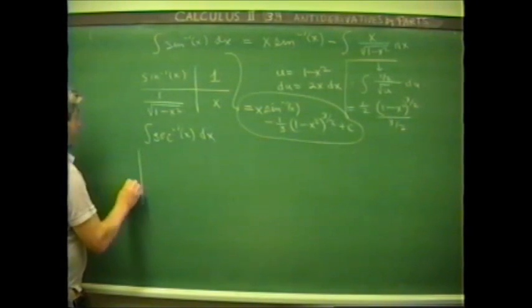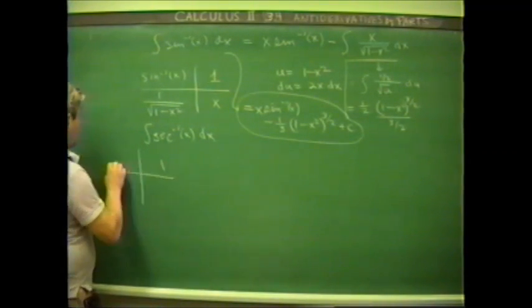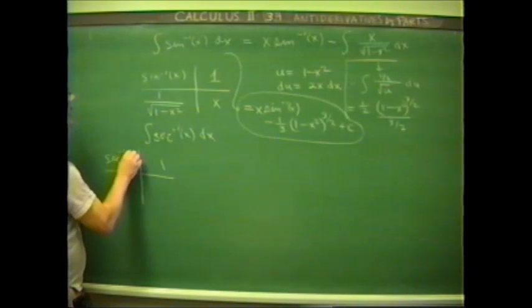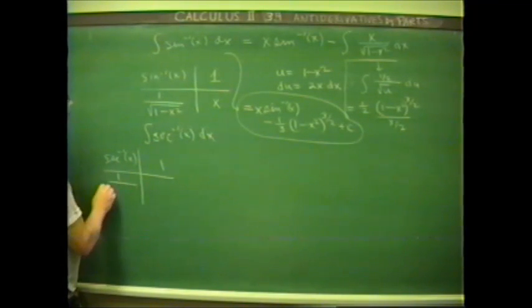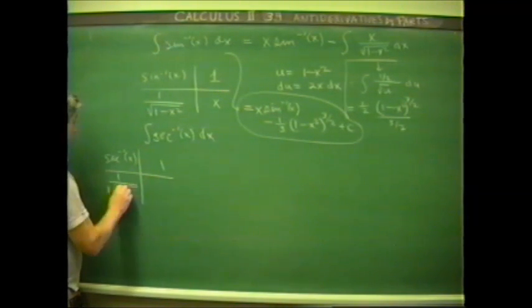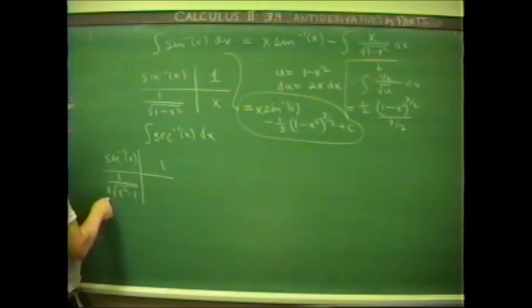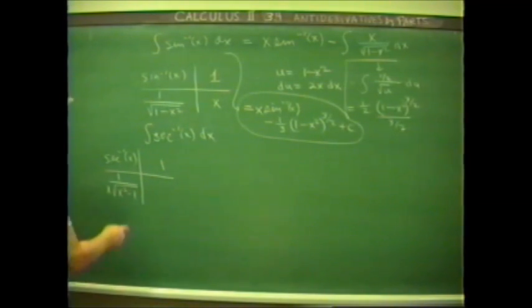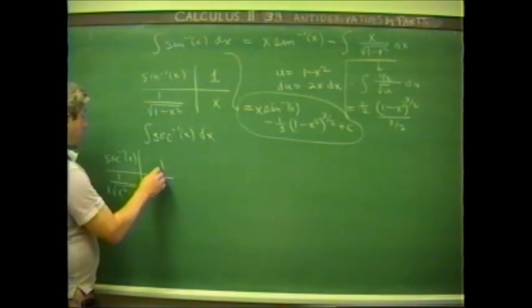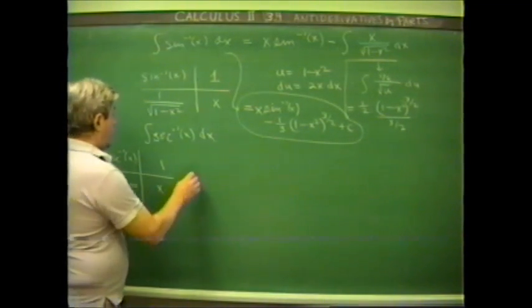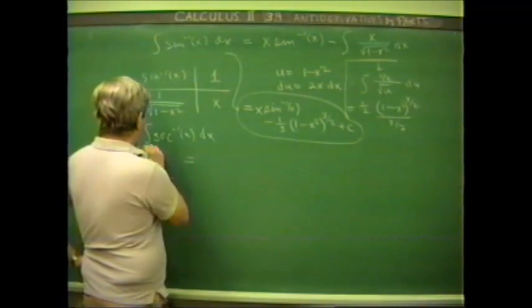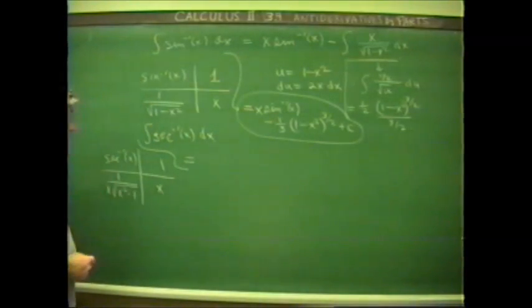Right, here again we want to let one of the parts be 1, the other one be secant inverse. The derivative of the secant inverse is 1 over x square root x squared minus 1. I'm going to leave the absolute value of x out of the picture here. That's common to do and correct for it at a later date. The antiderivative of 1 is x.